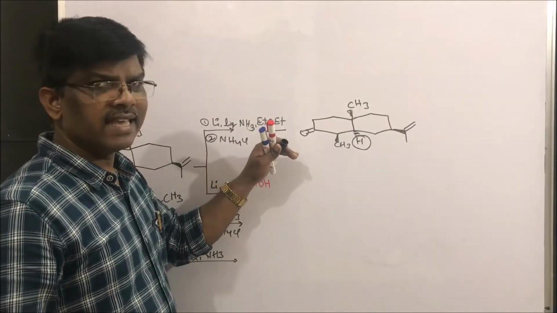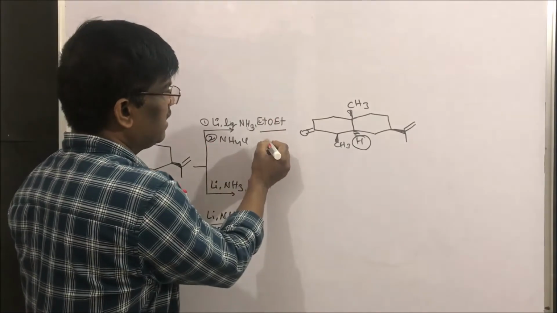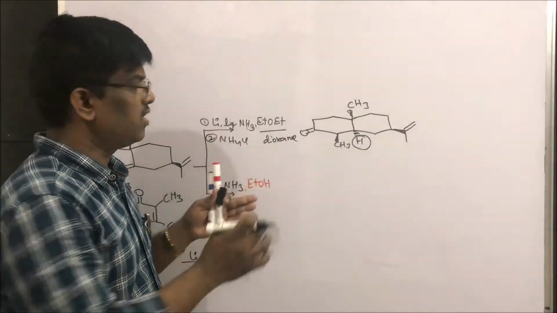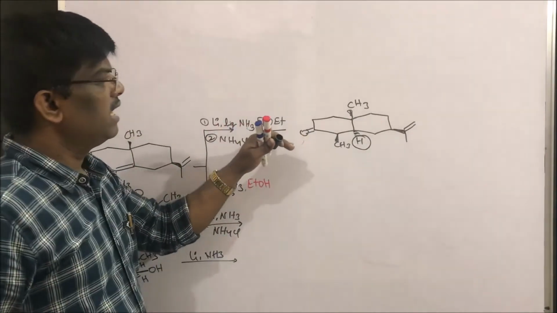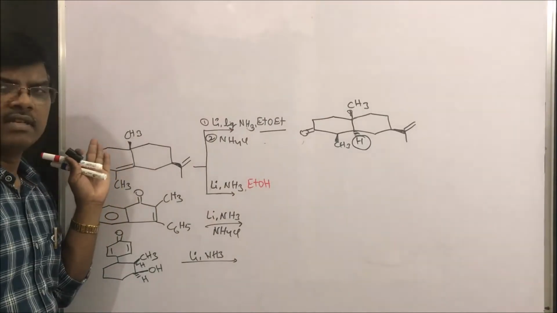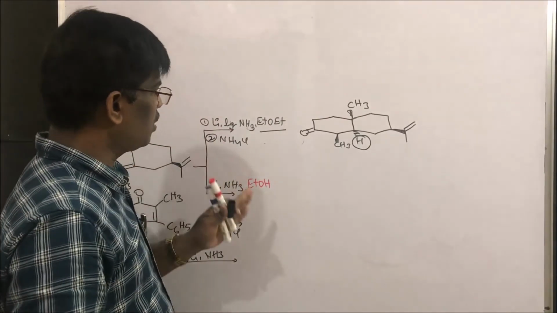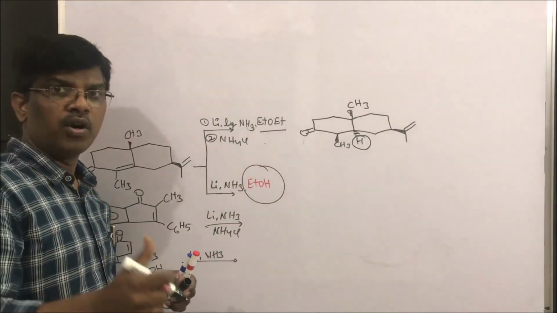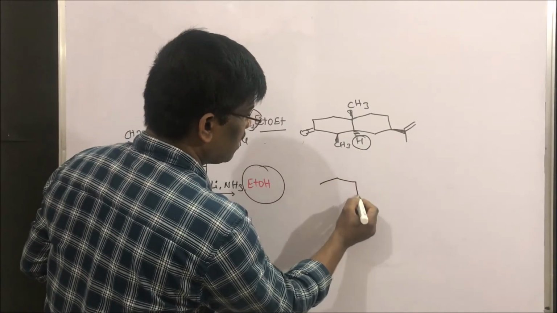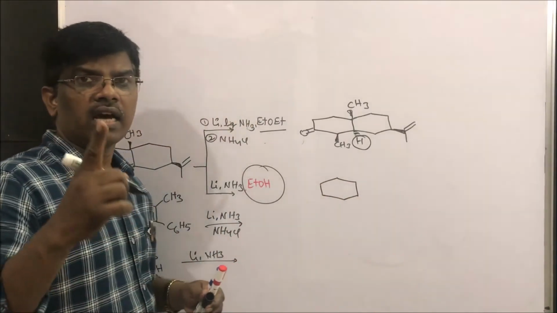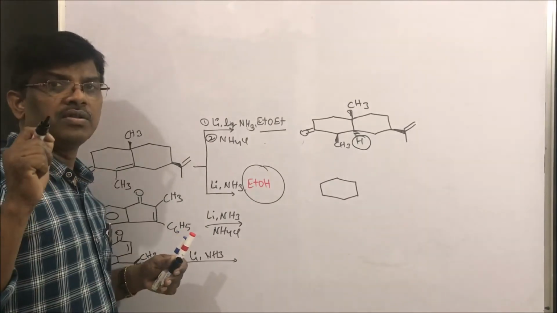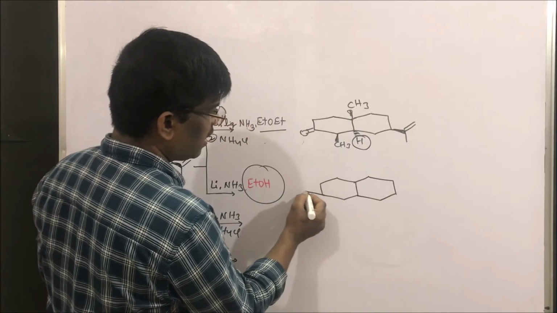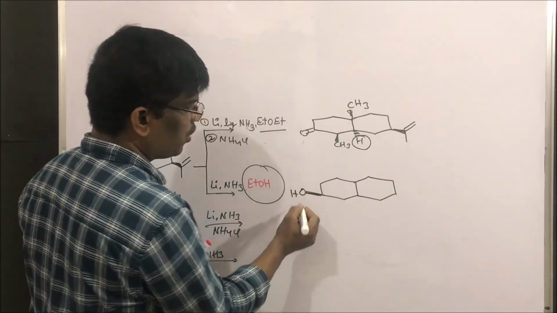We used diethyl ether. Dioxane, diethyl ether, or THF you can use. I used diethyl ether here for solubility purposes. Under these conditions, if I do not use ethanol, I am going to get the ketone. But when I use ethanol, very important concept, students, I am going to get alcohol.